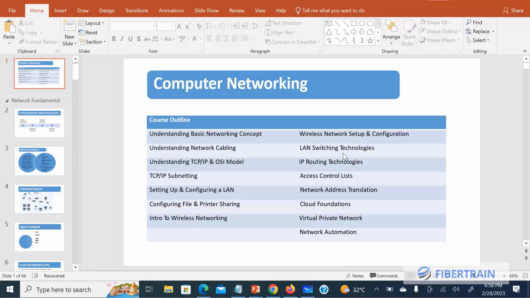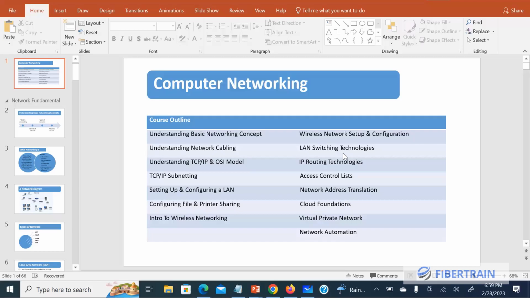I'm going to run through the course outline. I'll just have a high level overview of what you should be able to do at the end of this training. So understanding basic networking concepts. This is going to bring us up to speed with networking terminologies and the whole essence of having a computer network in an enterprise environment. What are the benefits of having a computer network?